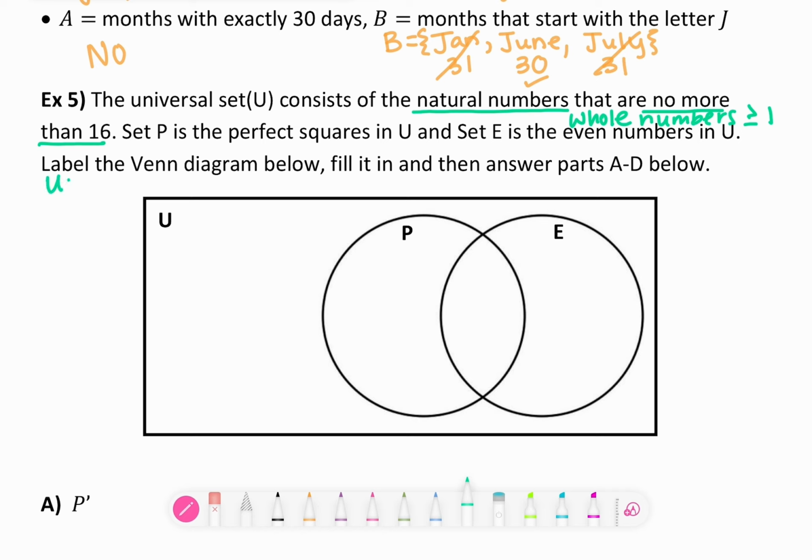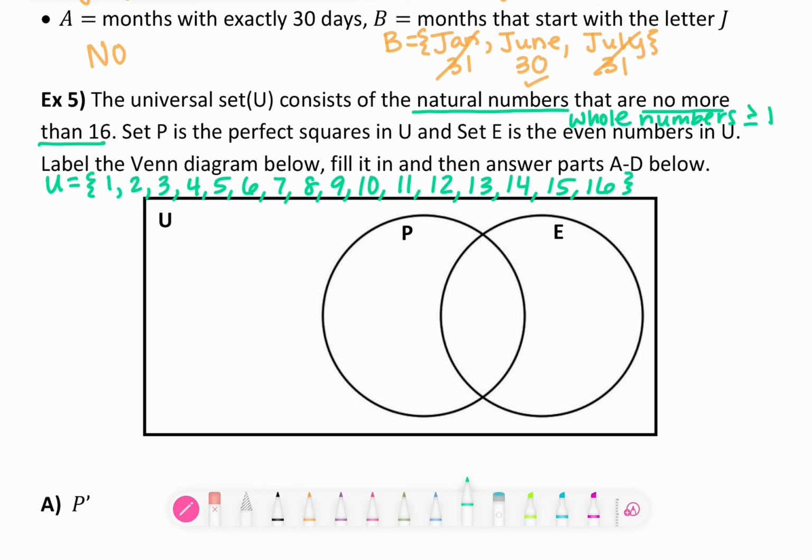So my set U, I'm going to write this right above our box, is going to be all those whole numbers from 1 to 16. So 1, 2, 3, and list them all out all the way to 16. I would not skip this step if I were you because you're more likely to make mistakes if you skip this step. So I'm listing out that universal set, which in this case is whole numbers that are greater than or equal to 1, and not more than 16.